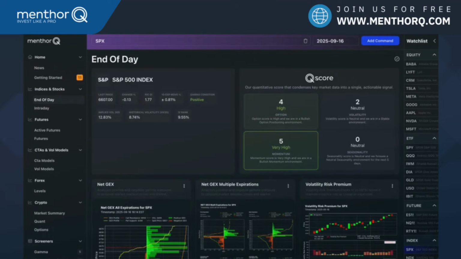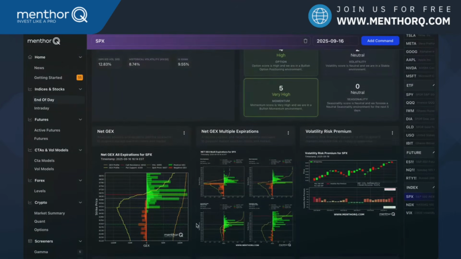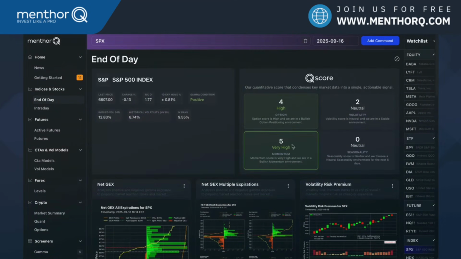So let's imagine that you've been on vacation for the past 2 weeks, or you haven't really been following the news. What can I understand from here? The Q score is our proprietary score, and it looks at option activity, momentum, volatility, and seasonality. Right now we have a very bullish bias on SPX coming from the option market. The option market is still positioned for an upside move. We can see it also from those charts here. The momentum is very strong, so we are actually at the maximum level.